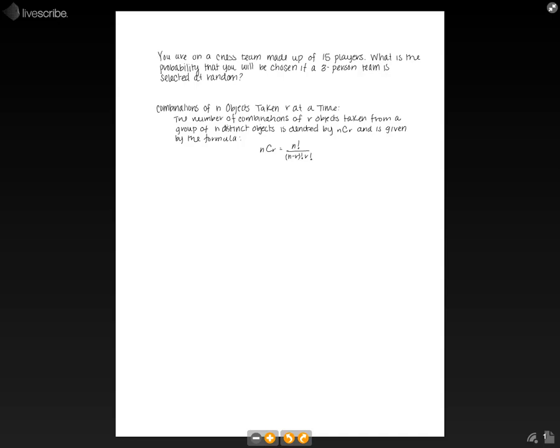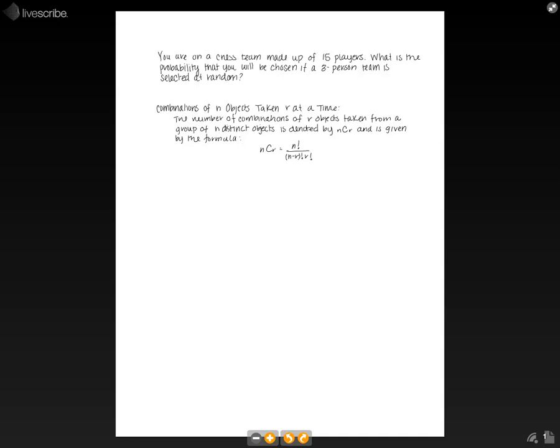So for this problem, we're going to be using the combinations of n objects taken r at a time. This principle says the number of combinations of r objects taken from a group of n distinct objects is denoted by nCr and is given by the formula nCr equals n factorial over n minus r factorial times r factorial.